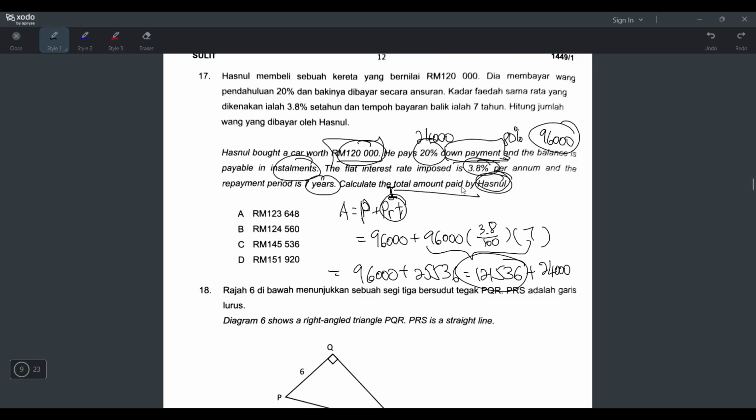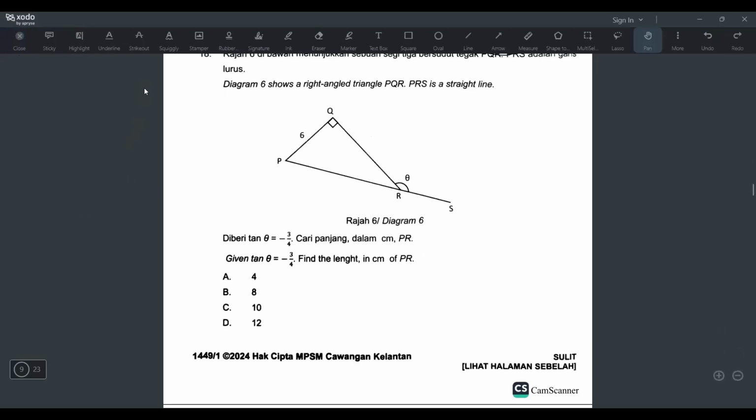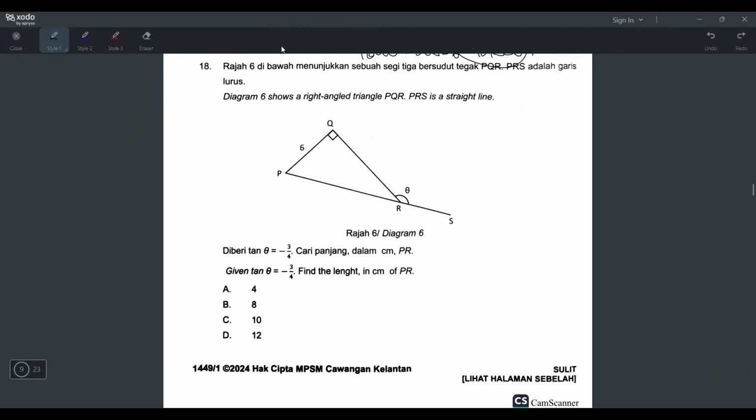So we have to read the question carefully and see whether they want the loan repayment, it means the pinjaman jumlah yang you kena pulang kepada bank, ataupun jumlah total yang dia bayar. So let's press answer plus 24K. Okay, my calculator gives me 145536. So ada jawapan tak? Ada. Jawapan dia C. Right? So that's the answer, 145536. Okay, number 18. Diagram 6 shows a right angle triangle PQR.